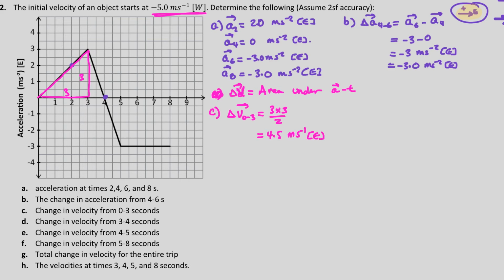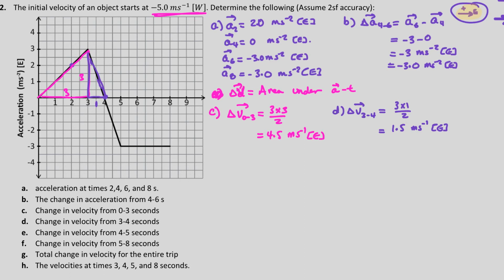And then let's do purple. 3 to 4 seconds, so delta V, 3 to 4 seconds. This is part D. This is going to be the area, 3 times 1 divided by 2. Should have used some better numbers here. 3 divided by 2 is 1.5 meters per second in the east direction. They're not too bad.